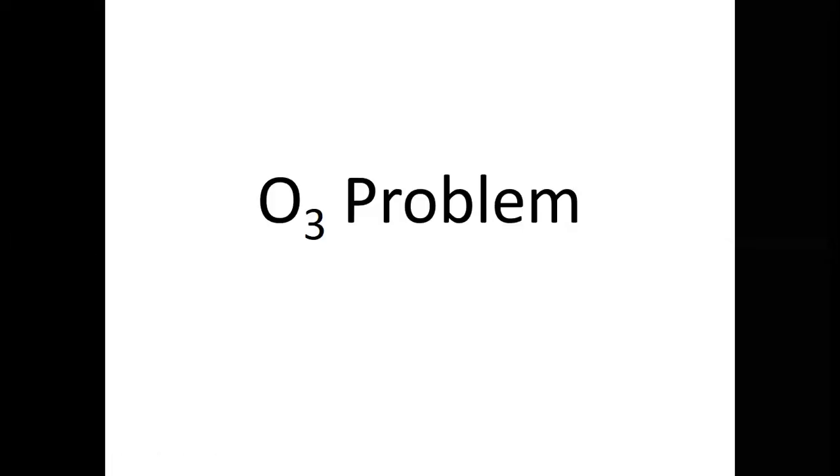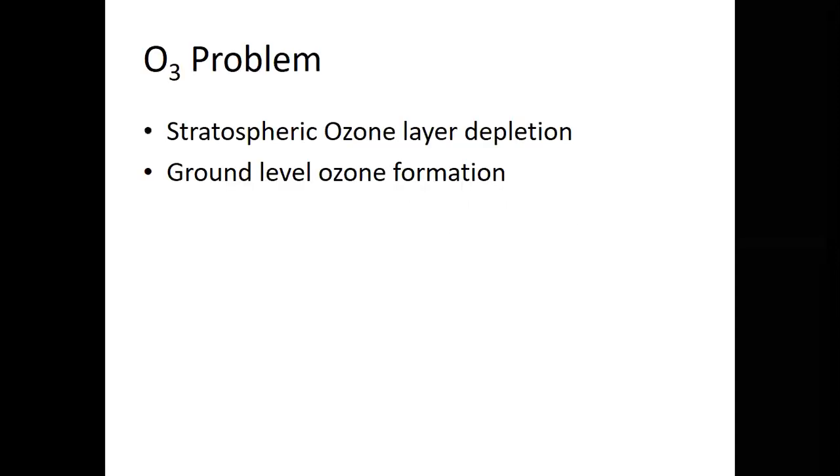Okay, this lecture is about the ozone problem: how environmental pollution occurs due to ozone. At ground level, ozone is a problem. At ground level, ozone is an air pollutant. It is a greenhouse gas, and it forms photochemical smog. Then it is carcinogenic. Likewise, it causes many problems.